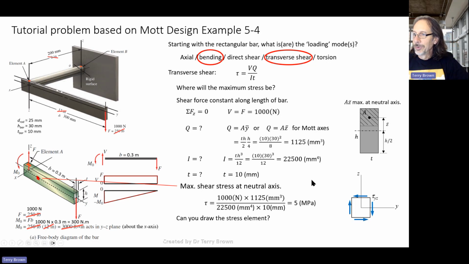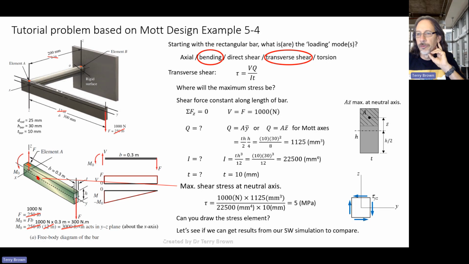Okay, and then we label the stress element with our label here. So this is tau YZ. The first subscript Y represents the normal to the surface that we're looking at, or normal to the plane that the shear is acting on. And the second subscript is the direction that it's going. Okay, so this one on the right-hand side here is on the Y face going in the Z direction.